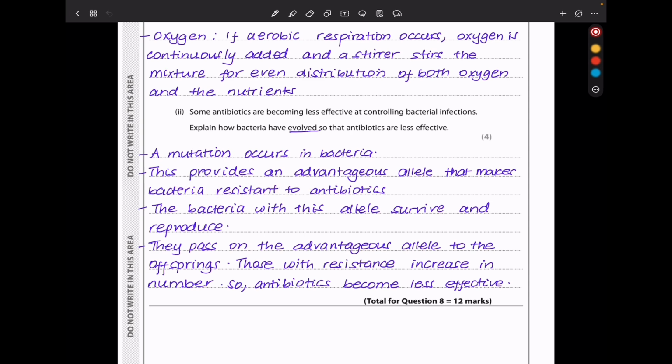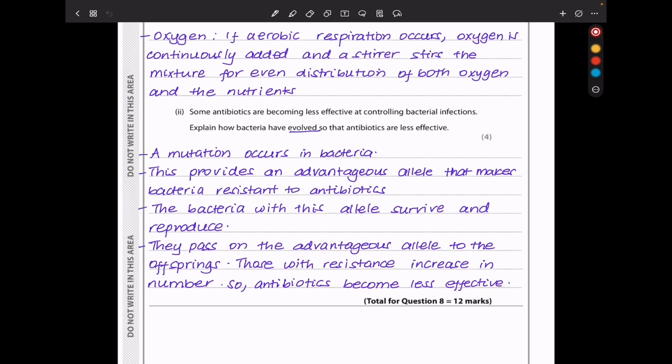So the bacteria with this allele are going to survive because they will not be killed by the antibiotics, while the others that do not have the allele are going to die. Those that survive are going to reproduce and they will pass on this advantageous allele to their offspring. This means down many generations, we will have more offspring with this advantageous allele, and that means the population is going to increase. And when that happens, the antibiotic resistance is going to increase and the antibiotics will become less effective.